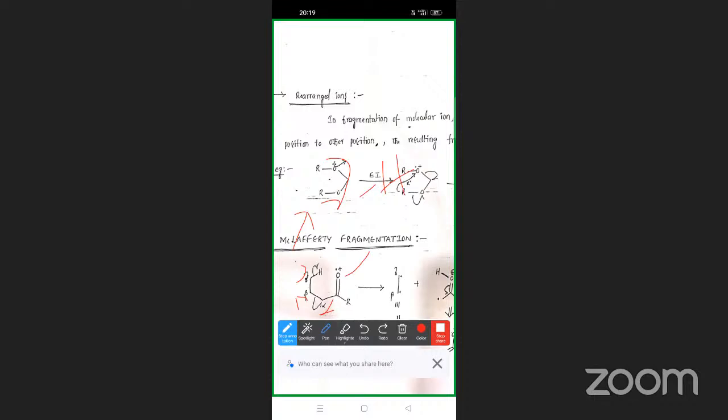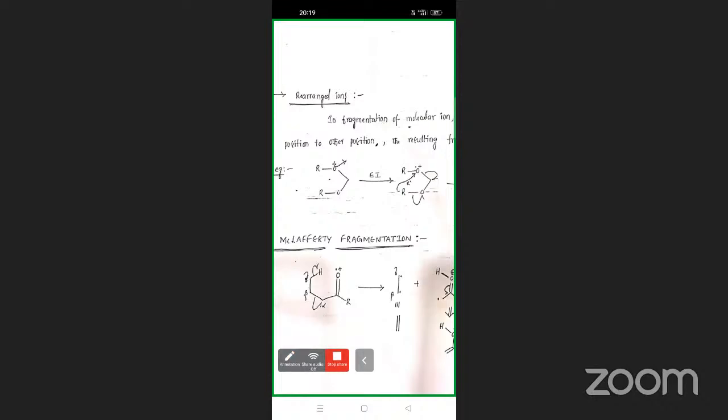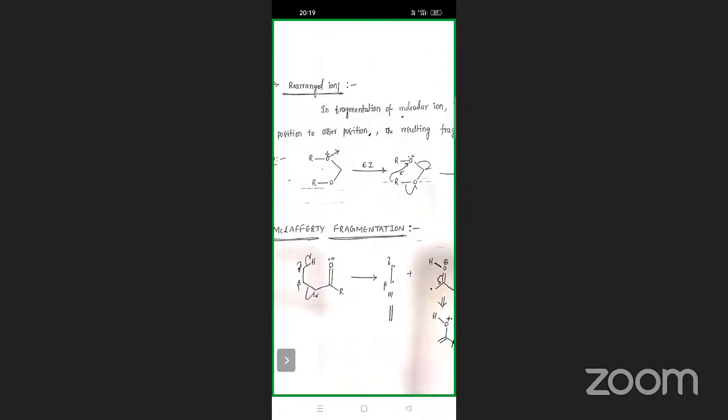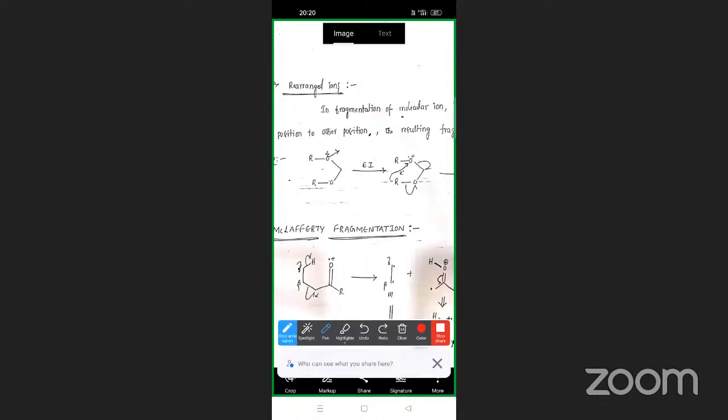So the main requirement for this McLafferty fragmentation is the presence of a gamma hydrogen, and they will give some rearrangement ions here. Here you can see generally this particular carbonyl group with the gamma hydrogen. For the formation of the molecular ion, basically we remove a lone pair electron, because of the ionization potential.